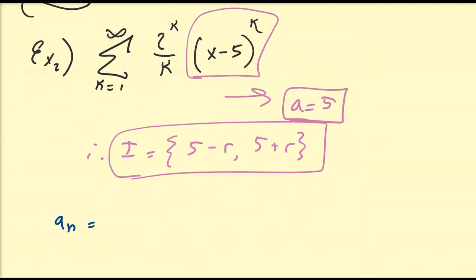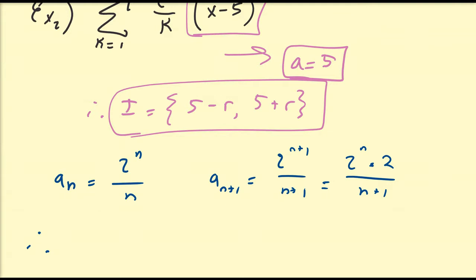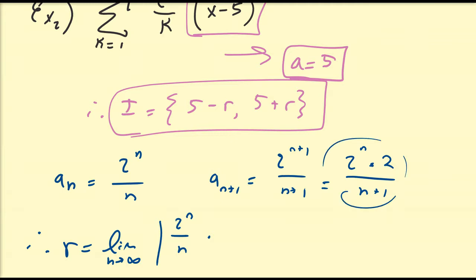So a_n, in this case, is going to be equal to 2 to the n over n. a_(n+1) is going to be equal to 2 to the n plus 1 over n plus 1, which is just the same thing as 2 to the n times 2 all over n plus 1. So that means the radius of convergence is going to be equal to the limit as n goes to infinity of the absolute value of 2 to the n over n, multiplied by the reciprocal of that term. So it's going to be n plus 1 all over 2 to the n times 2.